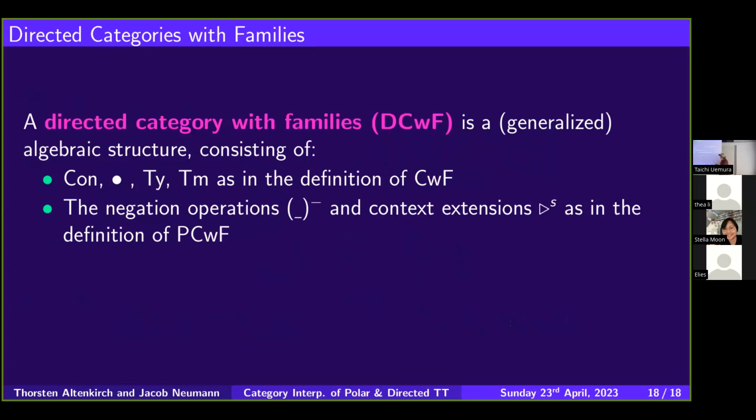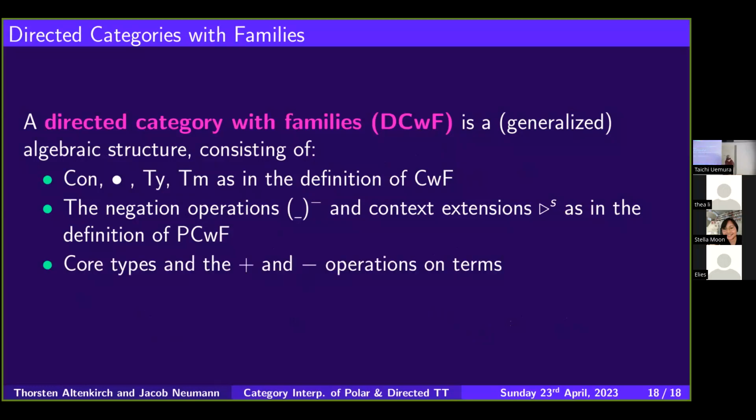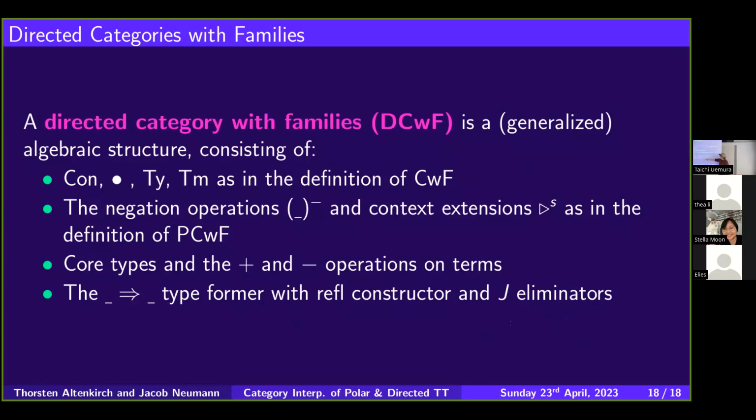So something like these ingredients is what would go into a directed category with families, which is a polarized category with families. So it's the basic CWF structure, and then this polarity. And then we add on, I didn't really get the chance to talk about core types, but ask me about them if you're curious, this morphism type former with refl and with J. So we're starting to do synthetic category theory in a homotopy type theory-like system.